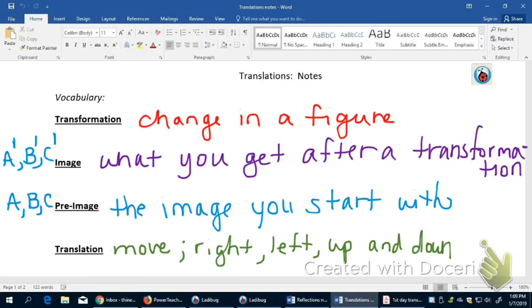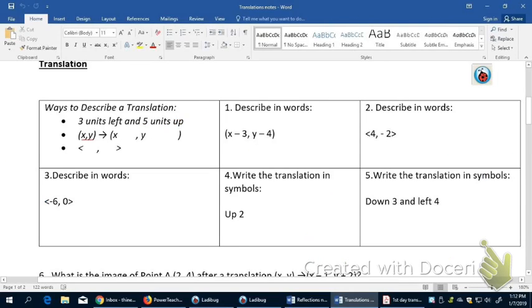With a translation, the figure doesn't change. The size is the same, the way it looks is the same, everything's the same about it, it's just at a different location. Okay? So there's 3 different ways that you can write a translation. The first way is just to say specifically which way to move it. 3 units left, 5 units up. That way is pretty simple. We understand what that means.